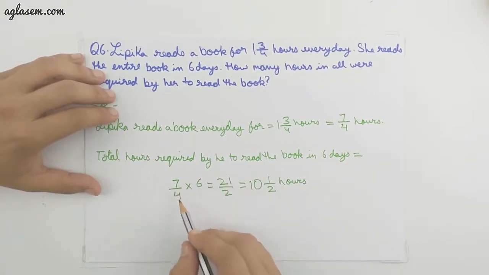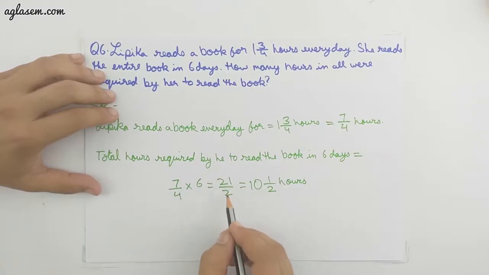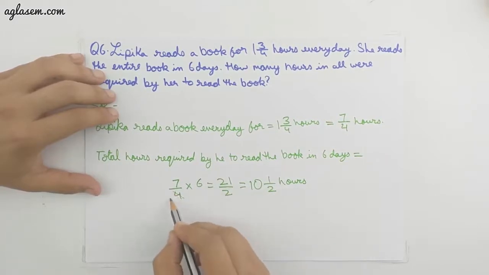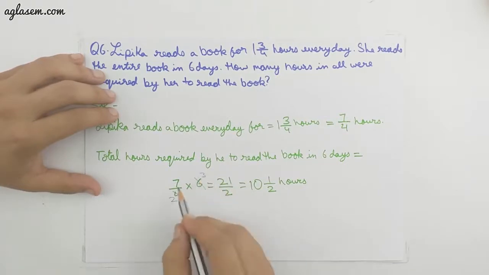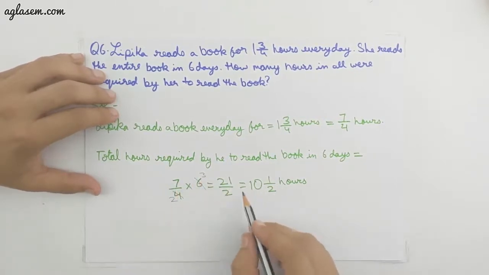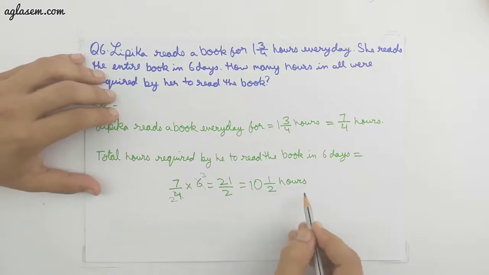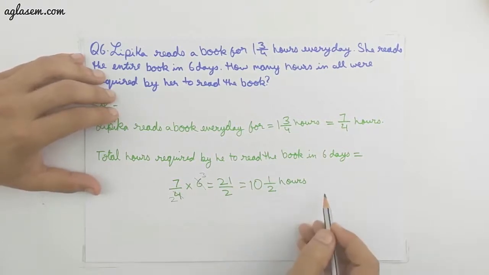So 7 by 4 multiplied by 6 will give us 21 upon 2. It's because 2 twos are 4, 2 threes are 6, and 2 is common, so we can cut them down, and 7 threes are 21 and 2 is 2 straight away. So this is an improper fraction. We will change it into a mixed fraction. So 10 whole 1 by 2 hours is the total time she took to complete the book.